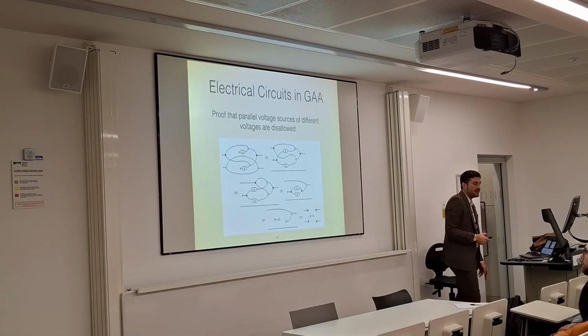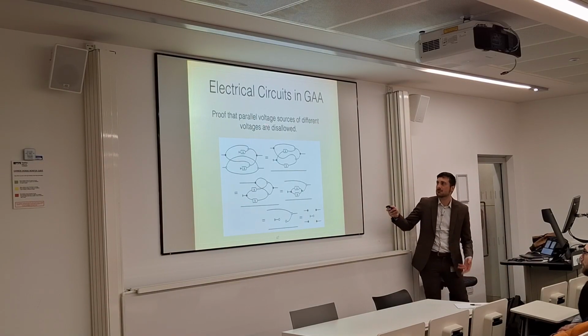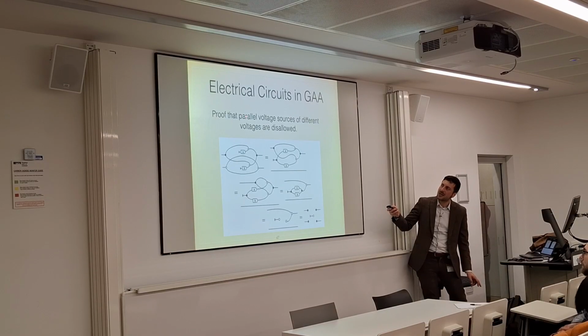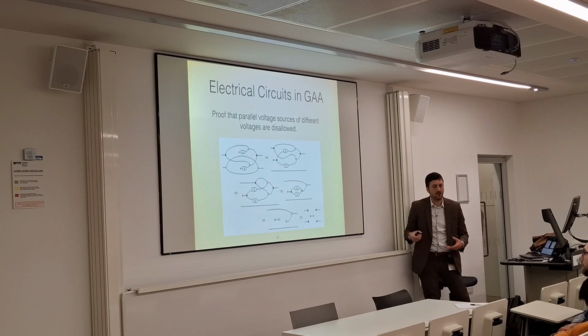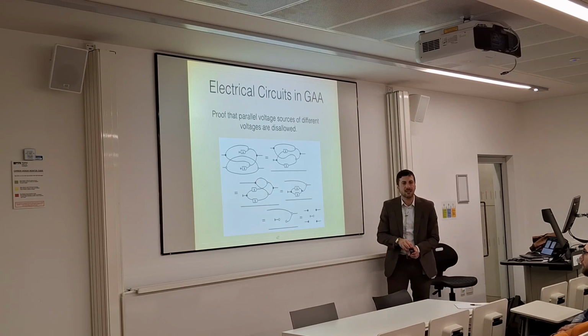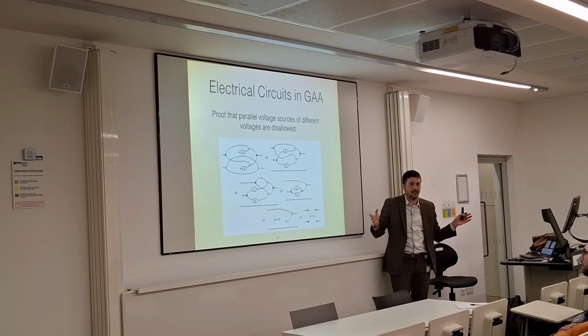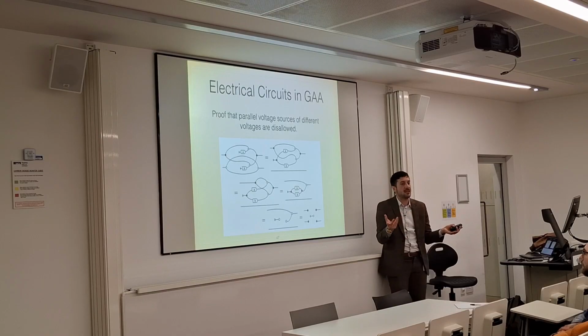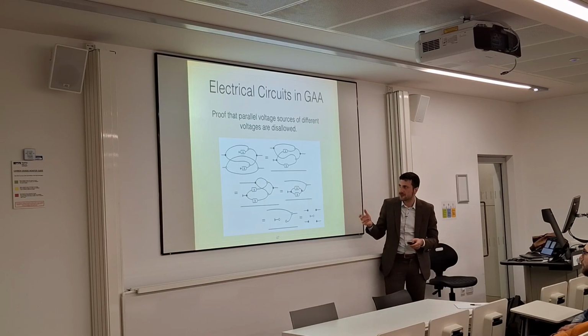Something nice you can prove with this, for instance, is an example of a property: you can prove that parallel voltage sources of different voltage are disallowed. So if you look at a textbook in electrical engineering, it just tells you disallowed. Okay, it doesn't have a formalism to say it is wrong. Here we have such a formalism.